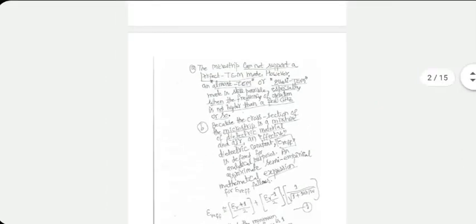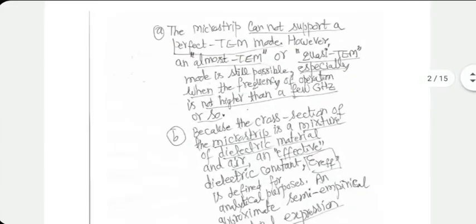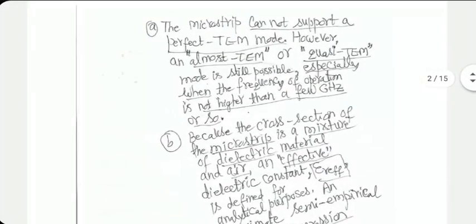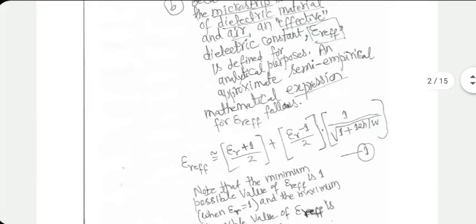First of all, there is a bit of information here. This line doesn't support TEM mode. I told you that already. Cross section is a mixture of dielectric material and air. So we define an effective dielectric constant, epsilon r effective. And an approximate formula for that has been derived by researchers. And this is the formula. It's approximate.